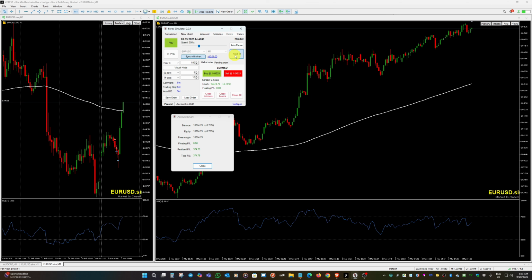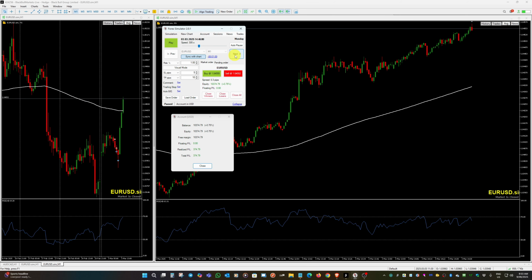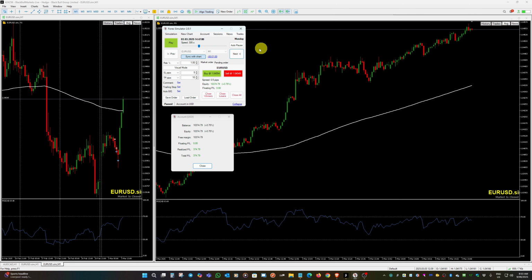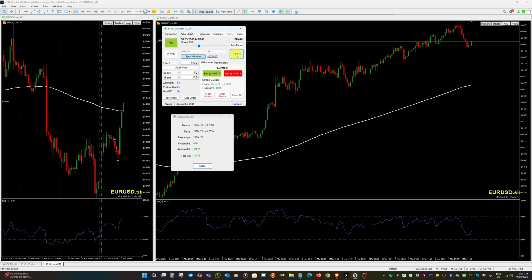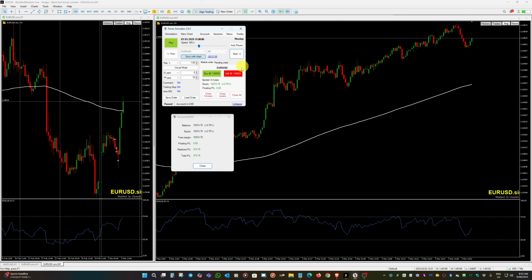Okay, now we're looking for longs. And so we just want to pull back now on the 1 minute chart so that we can find an entry. Okay, this looks like our pullback. Okay, and we're going to place our buy.